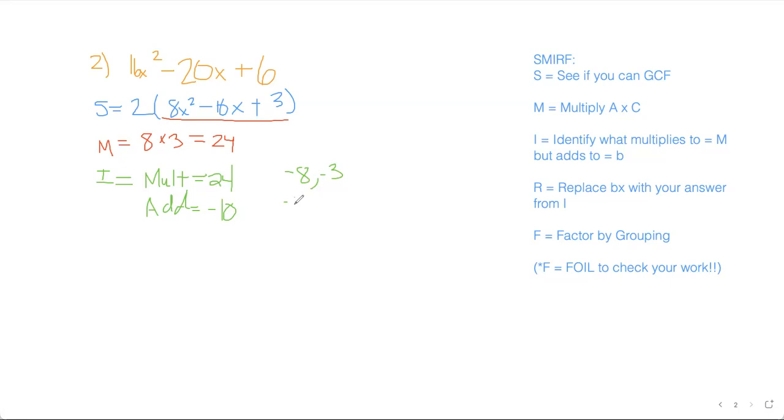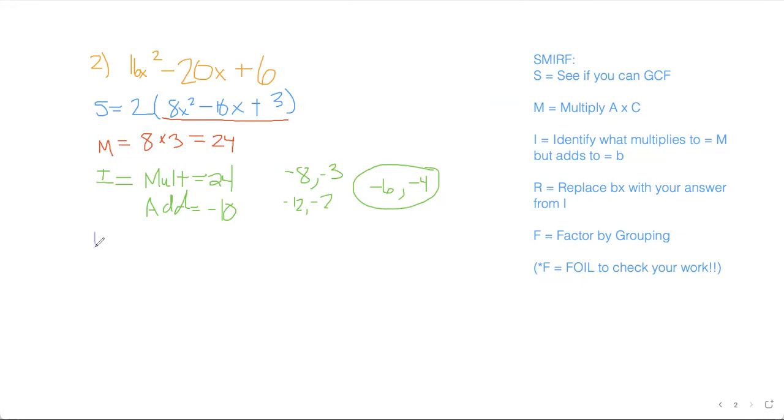If I do negative 12 and negative 2, that still doesn't work because if I add them, I get negative 14. So let's try negative 6 and negative 4. If I multiply them, I get positive 24. If I add them, I get negative 10. So these are my 2 numbers. See how you have to go through and know your multiples and understand your positive and negative properties as well.